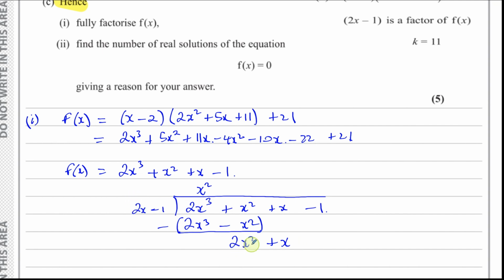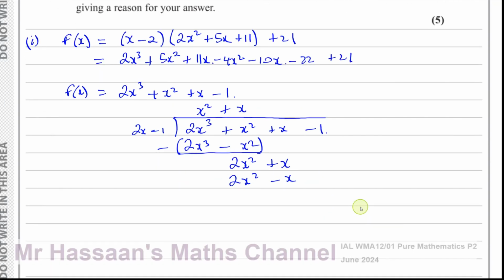2x times something gives us 2x squared. Well, that's plus x. Then we do the same thing. x times 2x is 2x squared. And x times minus 1 is minus x. So we have a very similar type of situation here as we just had. We subtract, we've got to be careful again. These two subtract to give us 0. x minus is x plus. x plus x is 2x.